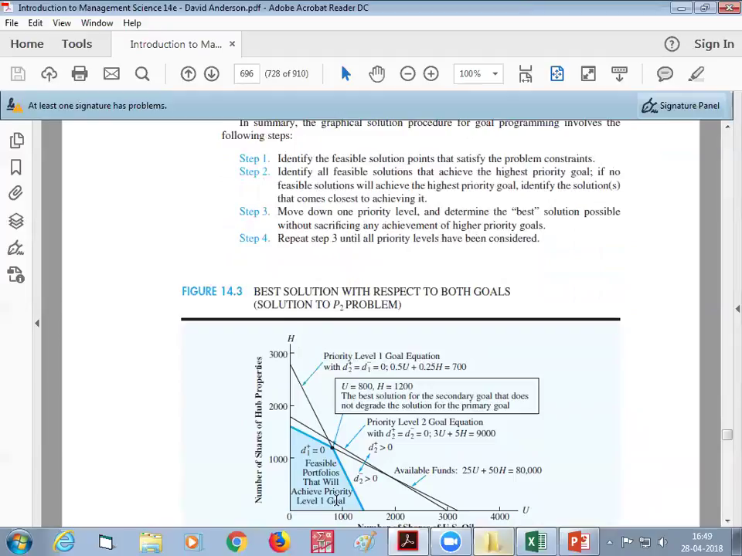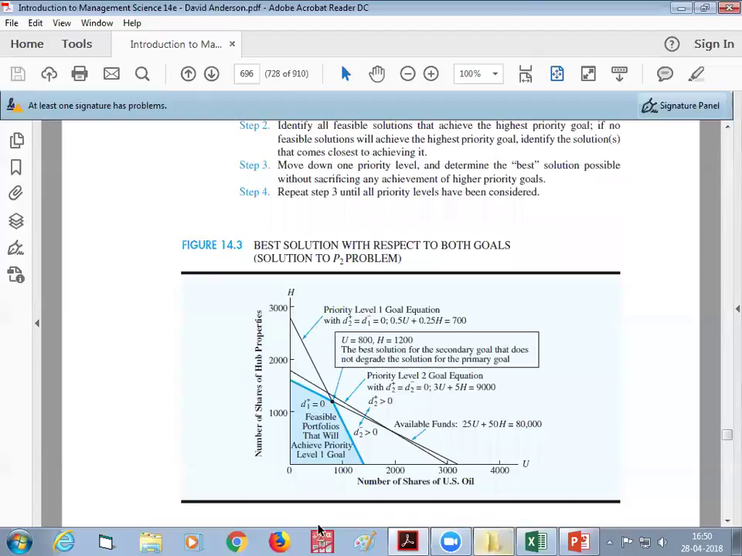Then we have to find the one that minimizes D2 minus, and that is this equation here, the priority level 2 goal. Again, we want to find the point that is closest to this. I think this point will be the closest. U equals 800, H equals 1200 is the best solution for the secondary goal that does not degrade the solution from the primary goal. So out of the points satisfying the primary goal, we find the one that is closest to the secondary.